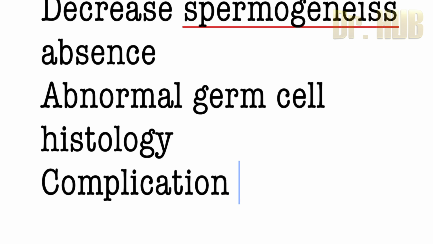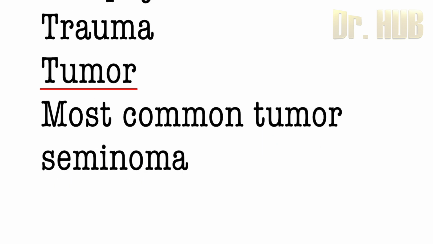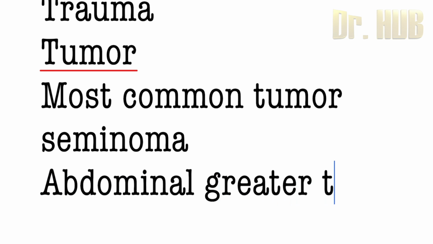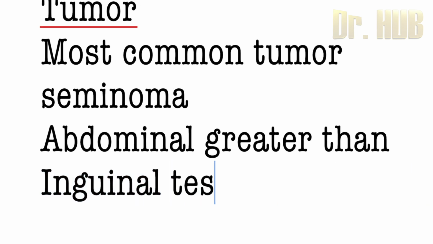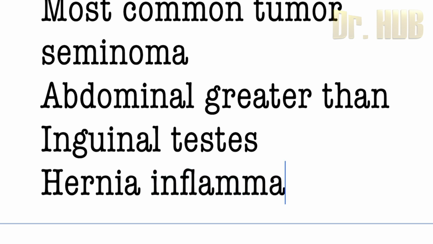Now, what are the complications of this? There can be sterility, there can be atrophy, there can also be trauma, there is tumor, there is torsion. The most common tumor, if you see, includes the seminoma, and the maximum risk of tumor will be in the abdominal testis, and it is greater than that of the inguinal testis. Then the hernia. In greater than 90% of cases there is a patent processus vaginalis. Then also there is presence of inflammation.